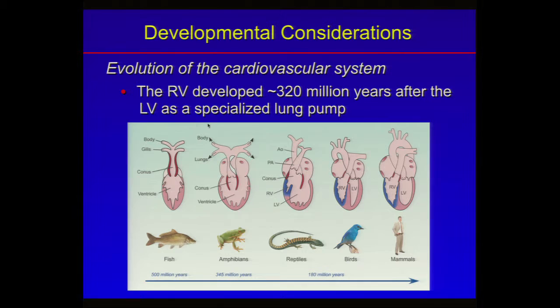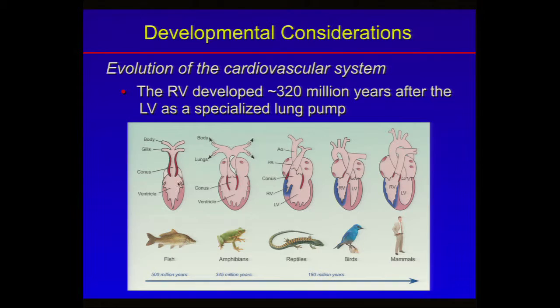You can see here, starting about 500 million years ago, mostly with sea creatures such as fish and similar creatures. If you look at the cardiovascular system, what you'll find at the center is a single ventricle that pumps blood through a muscularized outlet that pumps in a peristalsis fashion and supplies both the gills and the body.